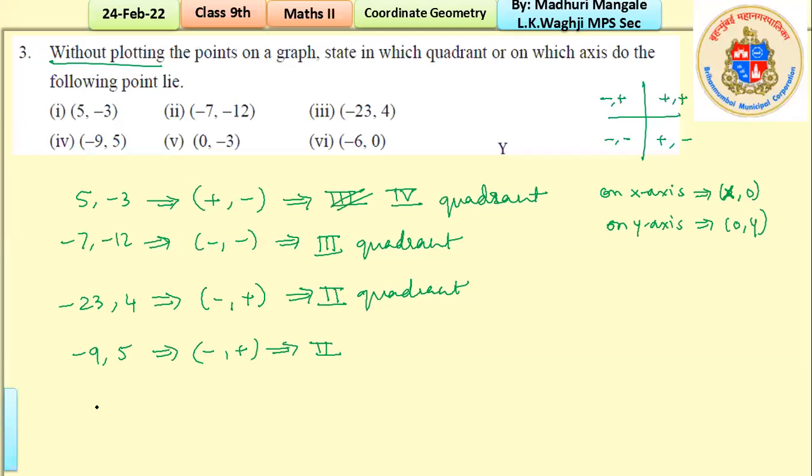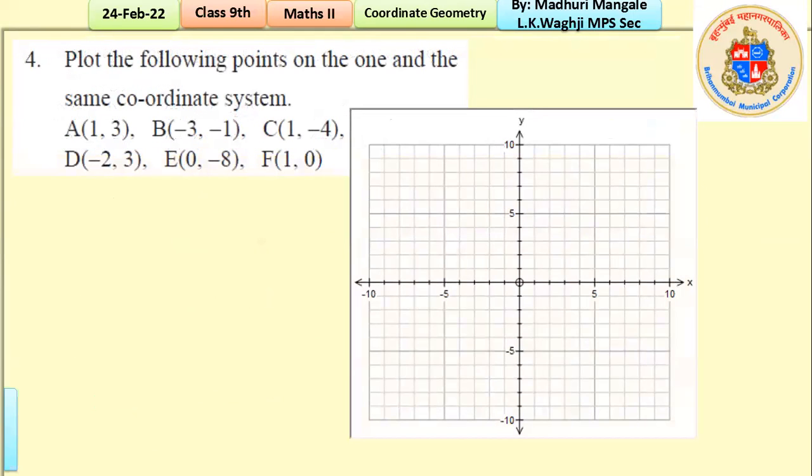Then check the fifth one. It's 0 comma negative 3. Since x is 0, forget about x, there is y. That means this point lies on the y axis. Okay. And the last one, negative 6 comma 0. Here y is 0, so it lies on the x axis. Okay. That's how we do it.